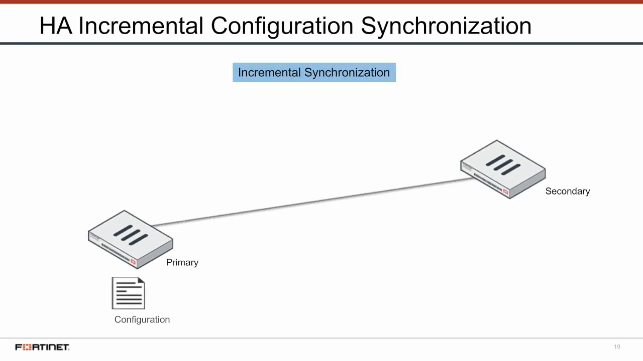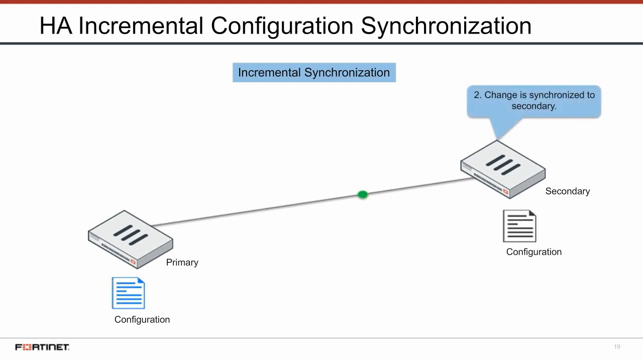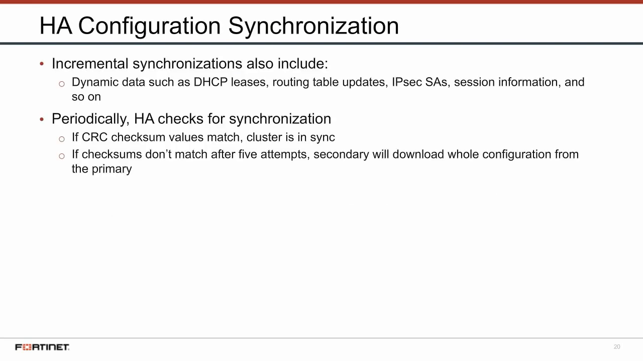After the initial synchronization is complete, the primary will send any further configuration changes done by an administrator to all the secondaries. For example, if you create a firewall address object, the primary doesn't resend its complete configuration. It sends just the new object. HA propagates more than just configuration details. Some runtime data, such as DHCP leases and routing tables, are also synchronized.